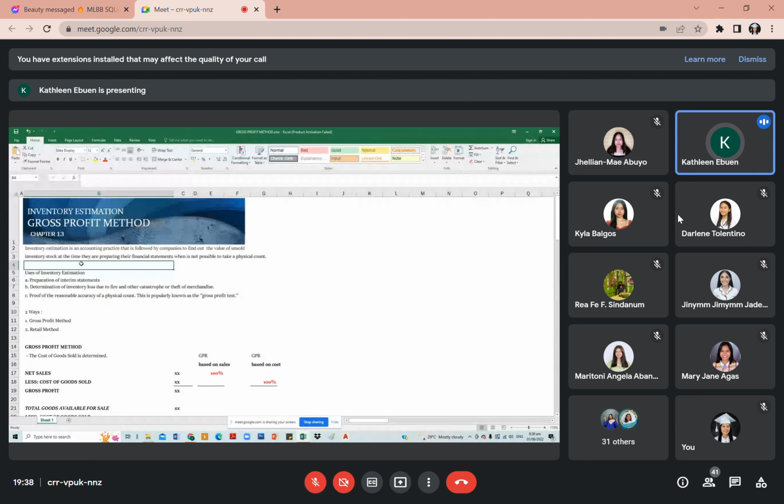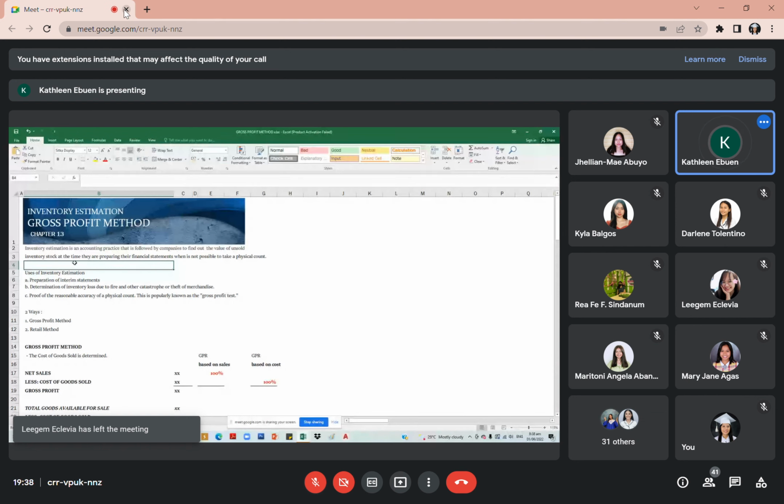Inventory estimation. So from our previous discussion, na-discuss na natin yung general concept ng inventories and also yung inventory cost flow technique. So dito naman tayo sa inventory estimation using the gross profit method. Okay, so ano ba yung inventory estimation? So it is an accounting practice that is followed by companies to find out the value of unsold inventory stock at the time they are preparing their financial statements when it's not possible to take a physical count.